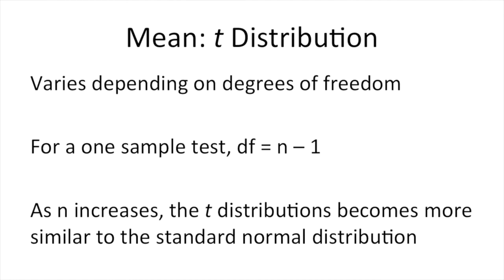For a one-sample test, degrees of freedom equals n minus 1, so the sample size minus 1. As n increases, the t distribution becomes more similar to the standard normal distribution. So as your sample size approaches infinity, the t distribution approaches the z distribution.